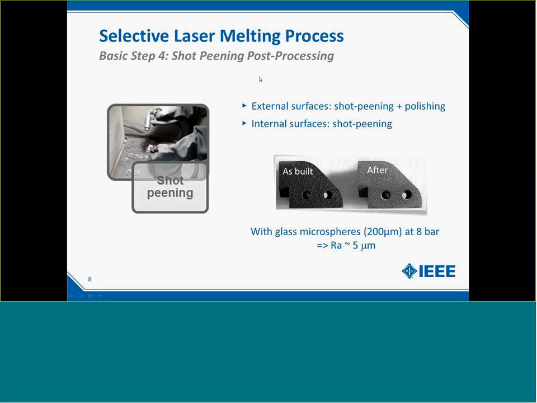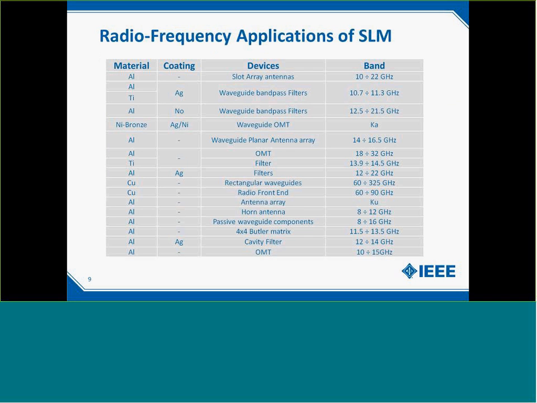Then the parts undergo a shock cleaning post-processing in order to improve the surface quality. You can compare the surface quality of a part before and after the shock cleaning post-processing. By introducing the part in a flux of glass microspheres at some pressure, around 8 bars, the surface roughness can be decreased from roughly 45 to 50 microns down to 5 microns. This is about the process itself.